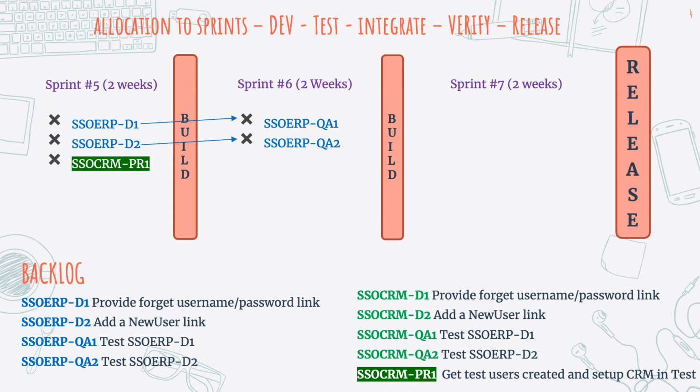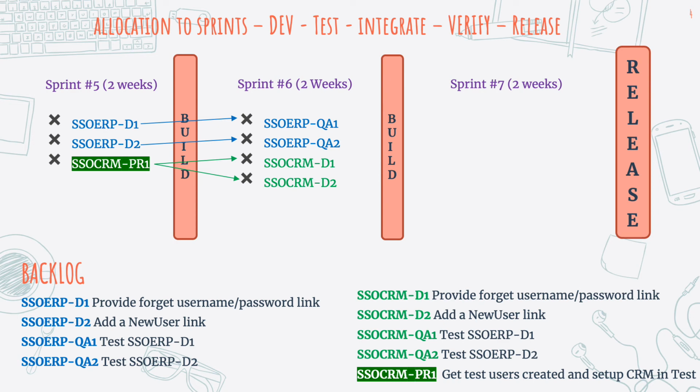The CRM team has a dependency on the PR1 task highlighted in green, and it should complete during sprint number 5. And so the earliest allocation for CRM development tasks D1 and D2 would be sometime during sprint number 6. Guys, completion of CRM PR1 is very critical during sprint number 5.